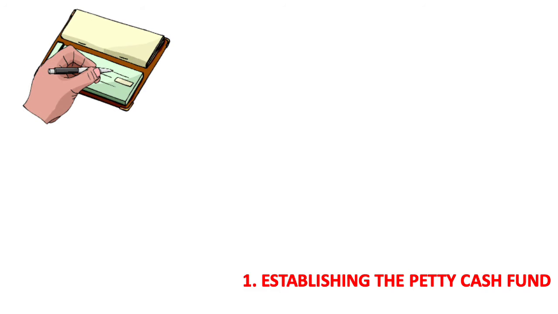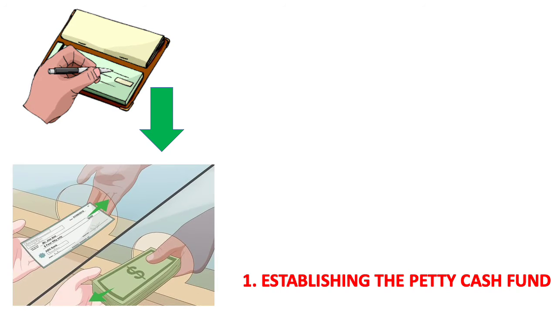The petty cash activity of establishing the fund involves the business writing a check for the previously agreed amount of the petty cash fund, for example $600. The check is then cashed at the bank, and the withdrawn cash is then placed under the care of a designated employee who is the custodian.